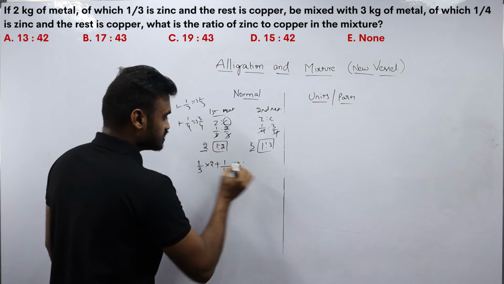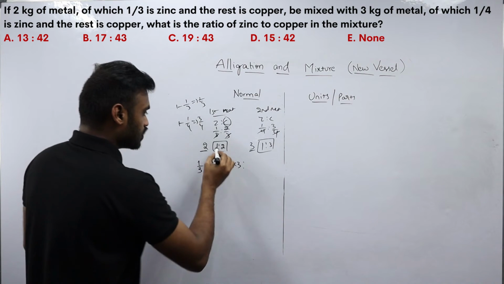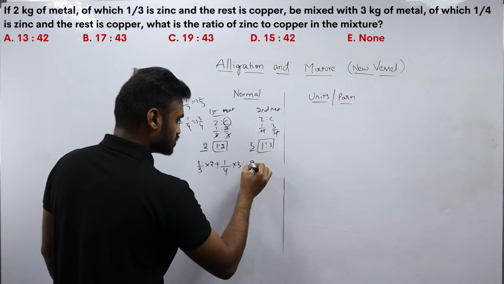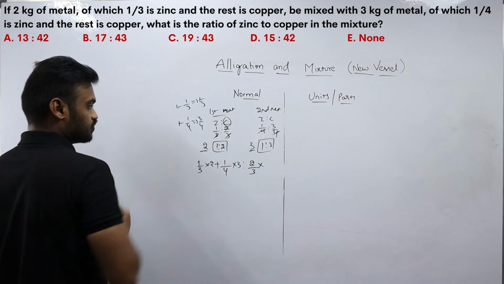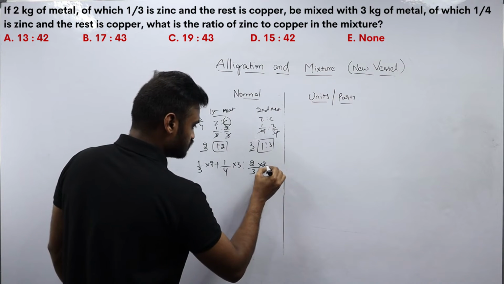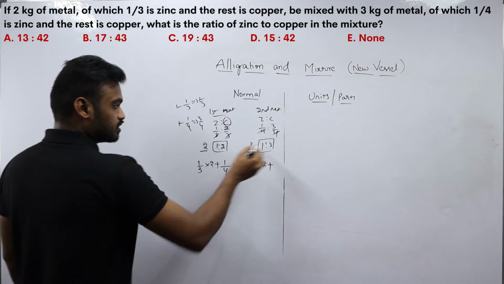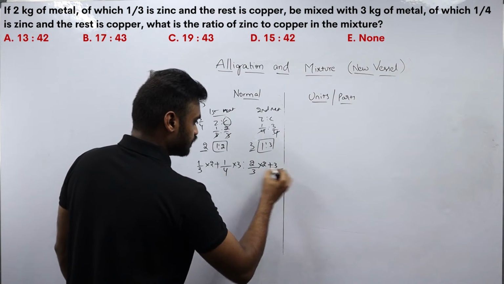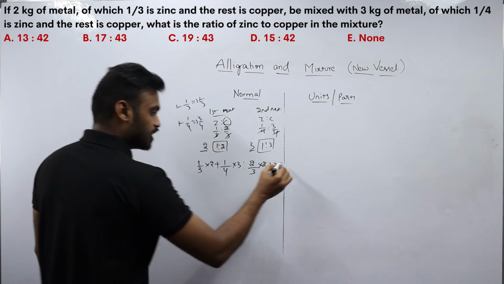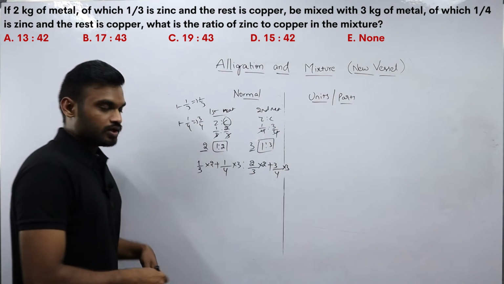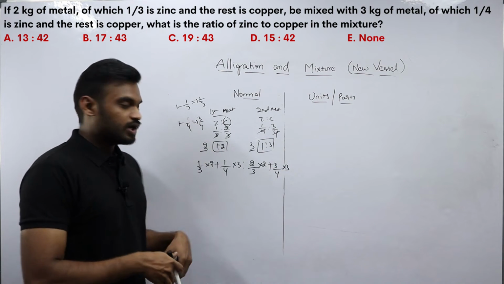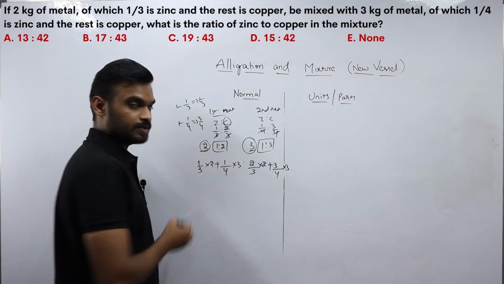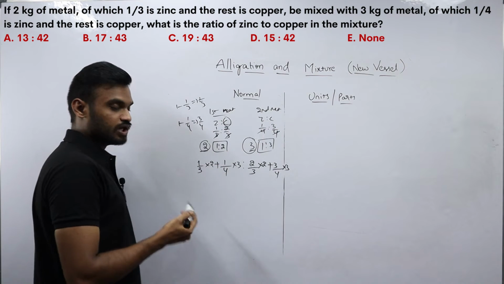Okay, now in the same way I will write copper also. Out of 3 parts the quantity of copper is 2 parts, and since it belongs to the first metal, I am multiplying it by 2. Also in the second metal, out of 4 parts the quantity of copper is 3 parts. Since it belongs to the second metal, I am multiplying it by 3. Whatever quantities belong to the first metal, I am multiplying by 2, and whatever belong to the second metal, I am multiplying by 3. Now if I solve this, I will get the final ratio.